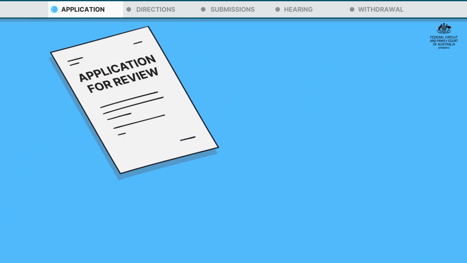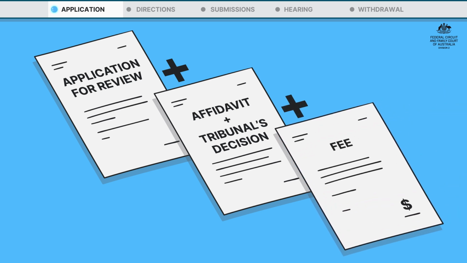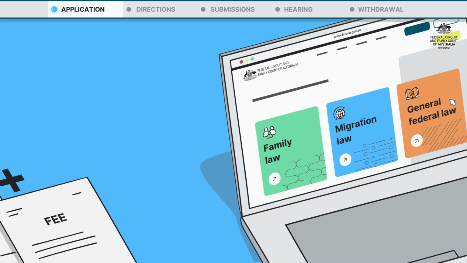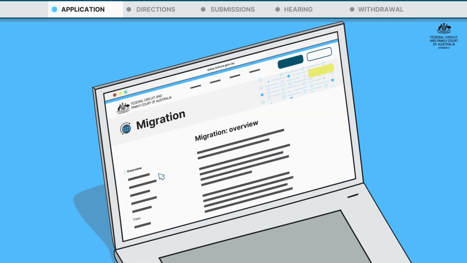You'll also need to file an affidavit that includes the tribunal's decision, and you'll need to pay a fee, unless an exemption applies. There is information about fees, costs and waivers on the court website.